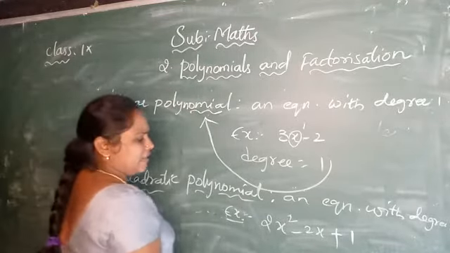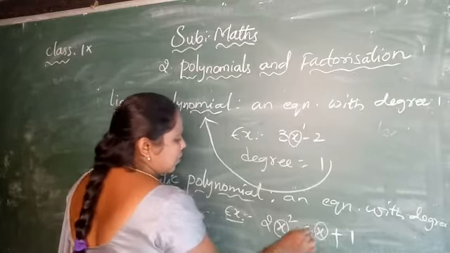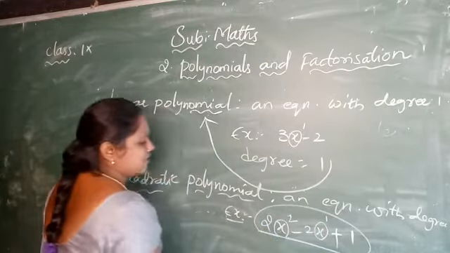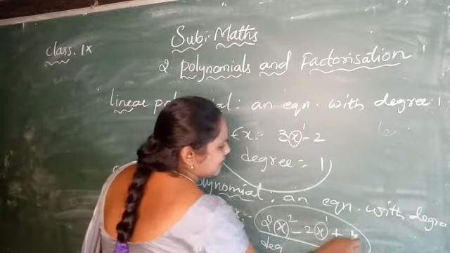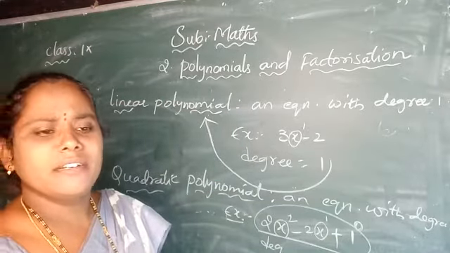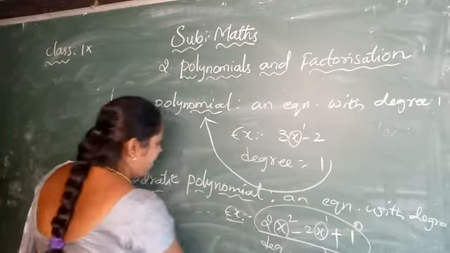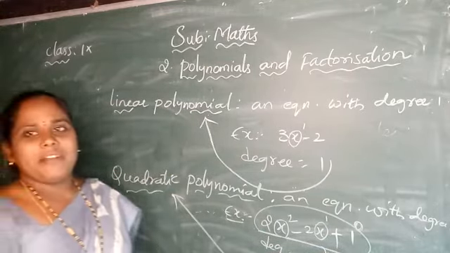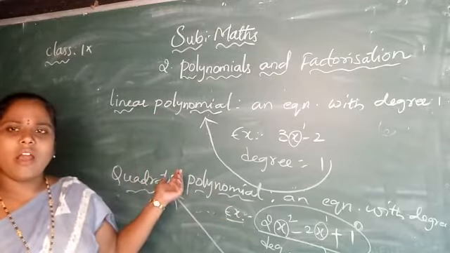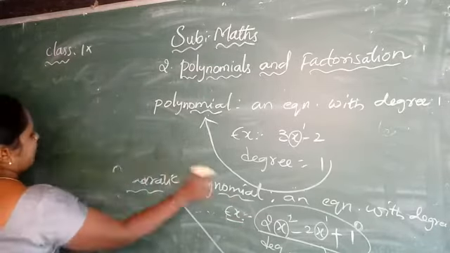What is the degree here? First we check the variables. Only x is involved. The power here is 2, and here it is 1. So the degree of the total equation is 2. There is also a constant. Remember, the degree of a constant is always 0. So the degree of the total equation is 2, therefore we call this a quadratic equation. Understood? With degree 1 we call it a linear equation, and with degree 2 a quadratic polynomial. Next we are going to learn about the cubic polynomial.